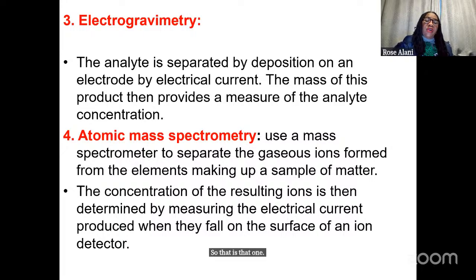Then you have the fourth one, atomic mass spectrometry.